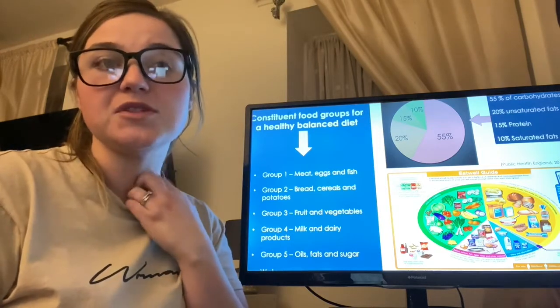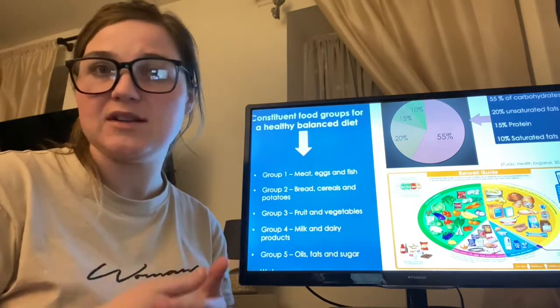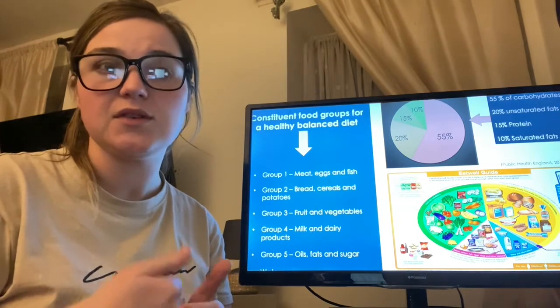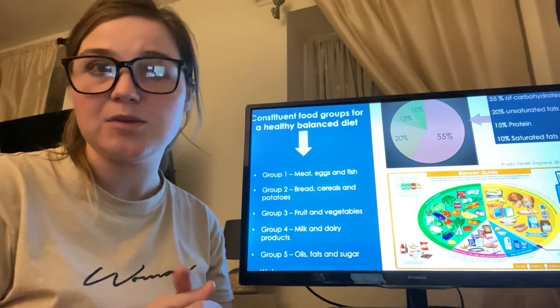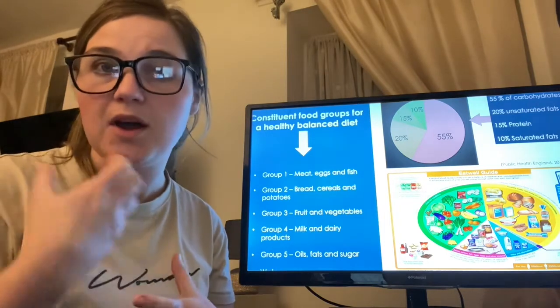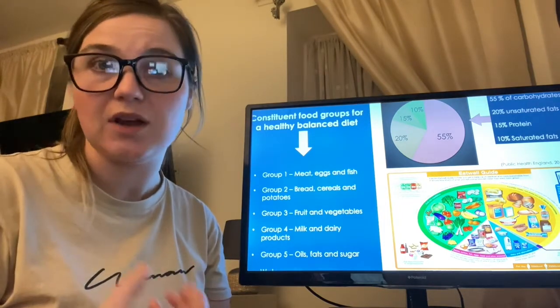Then moving on to group 2, our starchy foods, such as bread, cereals, and potatoes. This also includes foods such as pasta and rice. These are a good source of energy, essential for fiber, calcium, iron, and vitamins. Due to the high amounts of carbohydrates within starchy foods, they keep us full for longer.